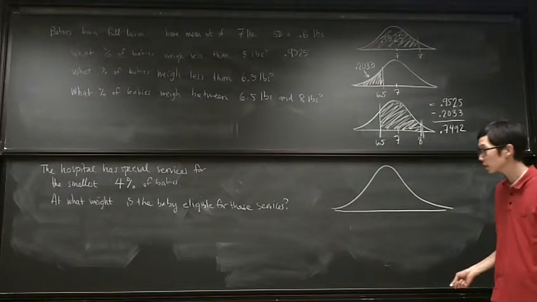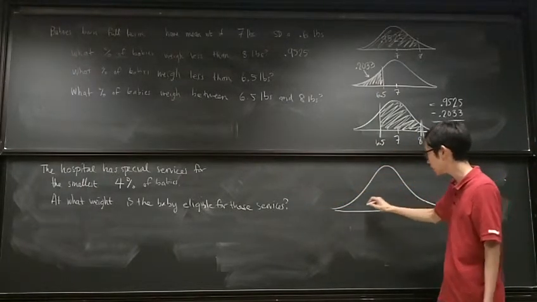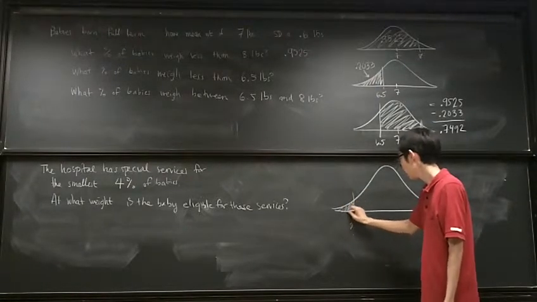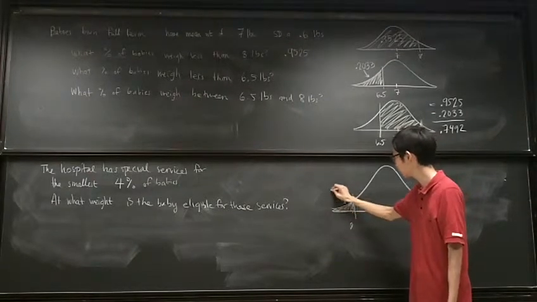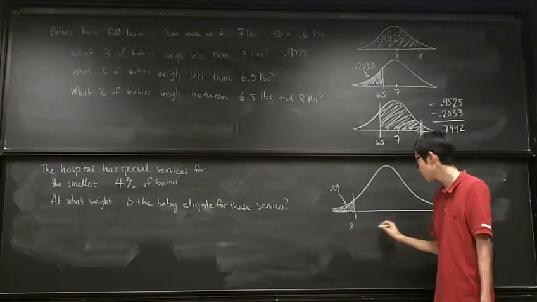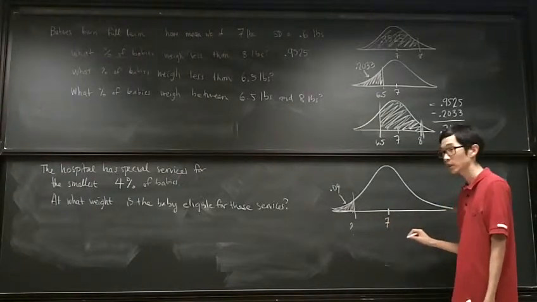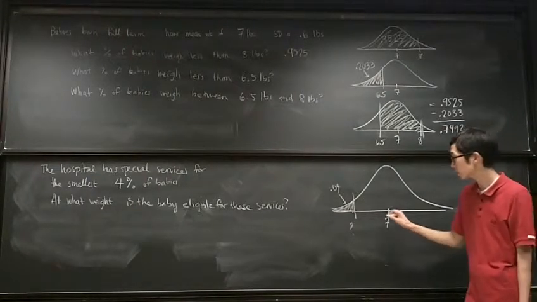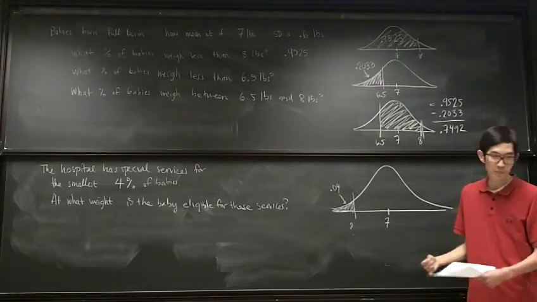4%. That's what this problem is saying. So at some unknown weight, how much is shaded over here? 4%, so 0.04 is shaded. But I don't know what this weight is. Well, I do know for a fact that the average baby weighs 7. I do know that this number has to be less than 7 pounds, right?